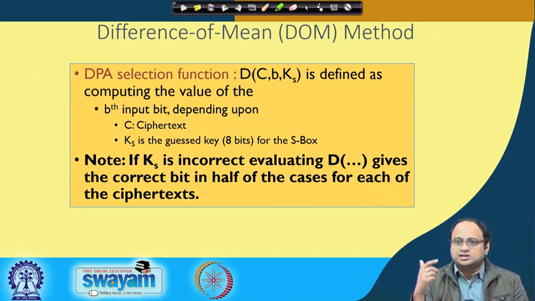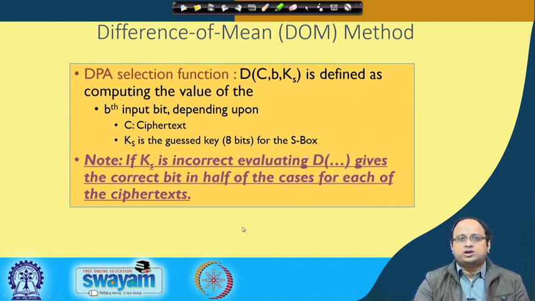So even if you are guessing wrong, sometimes you will be able to correctly predict it and sometimes it will be wrong. You can imagine that around half of the cases it will be correct and around half of the cases it will be wrong. That is why the output of the selection function will operate like a pseudo-random function. But if your guess is correct, then all the time it will correctly match and correctly predict that corresponding bit. This is a very important point to be noted, and essentially is the reason why your attack works.